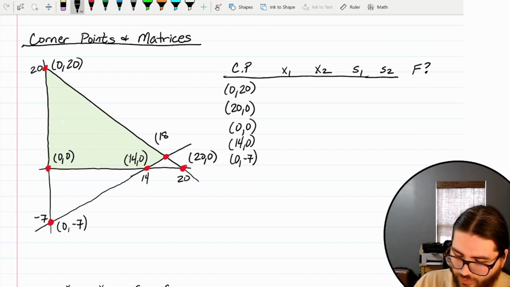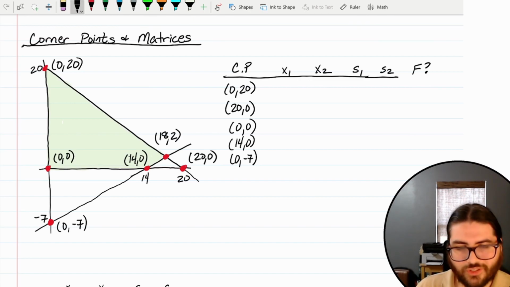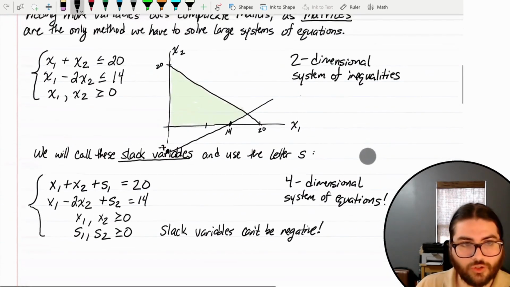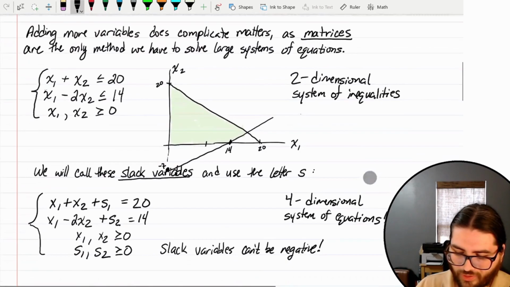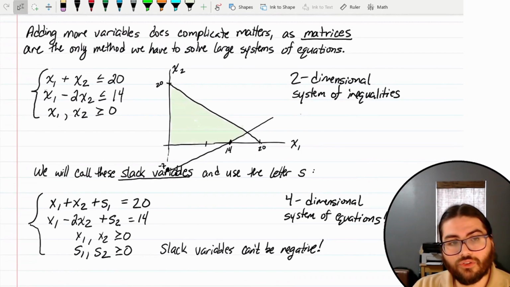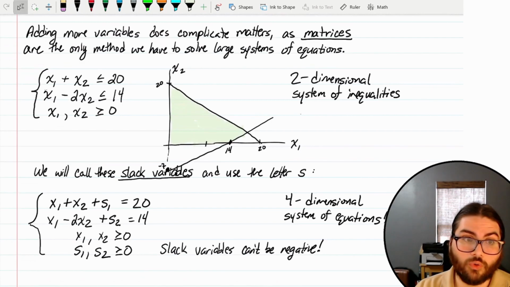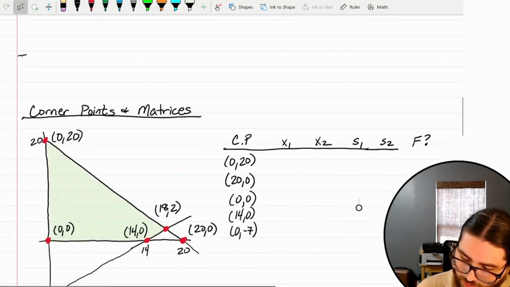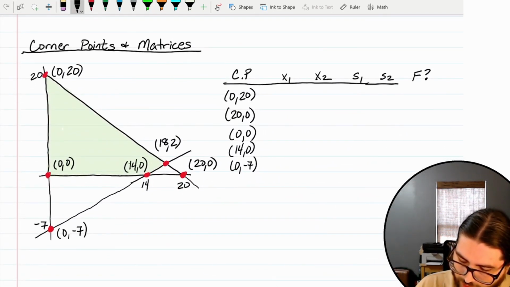Now, normally we'd have to set up a little Gauss-Jordan system of equations to do that. I'm going to scroll back just to look at the system. I'll make sure that 18, 2 works. 18 plus 2 is less than or equal to 20. That's correct. 18 minus 2 times 2, that's 18 minus 4, that's equal to 14. Right, so just plugging that in to check for myself. 18, 2 is the corner point of the intersection of the 2 lines.